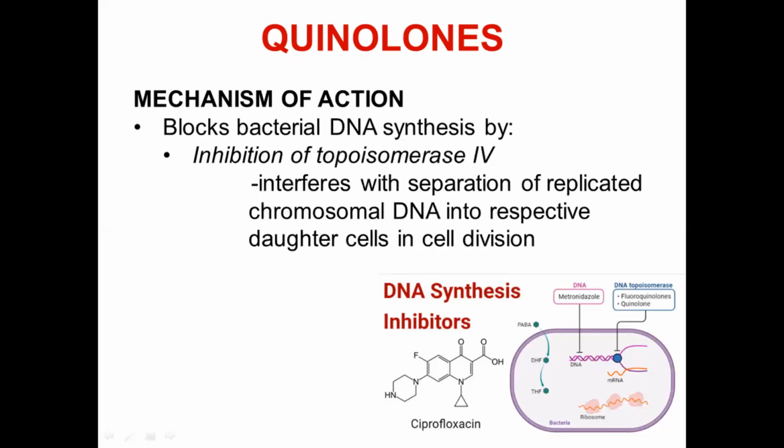So, inhibition of topoisomerase 4 naman, it interferes with the separation of the replicated chromosomal DNA into their respective daughter cell. So, thus it prevents yung DNA propagation niya.